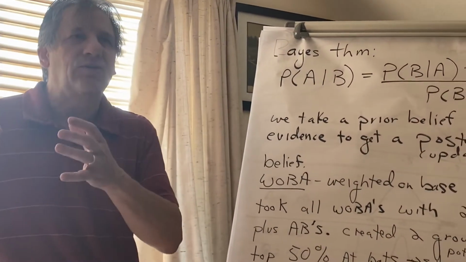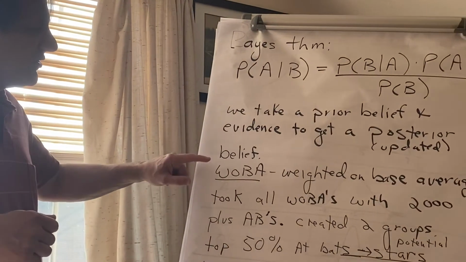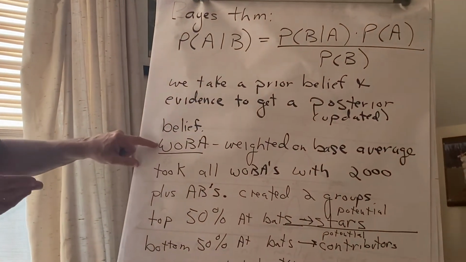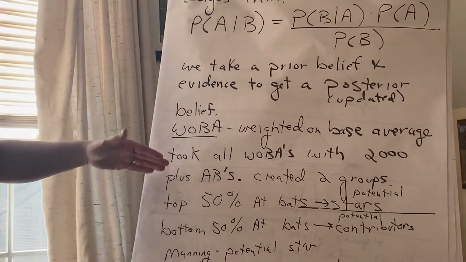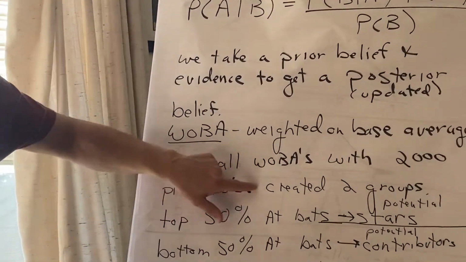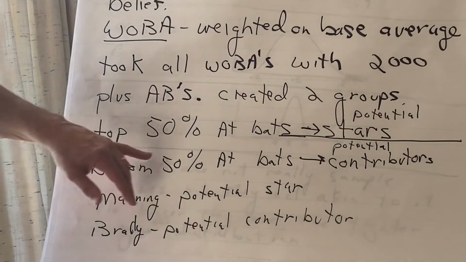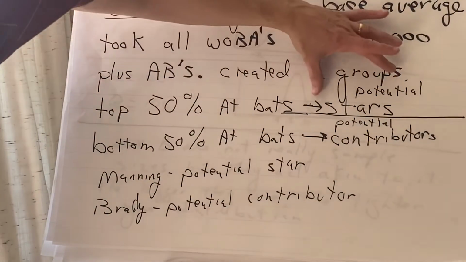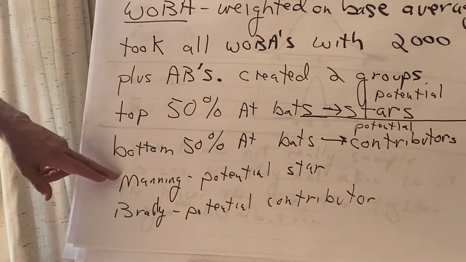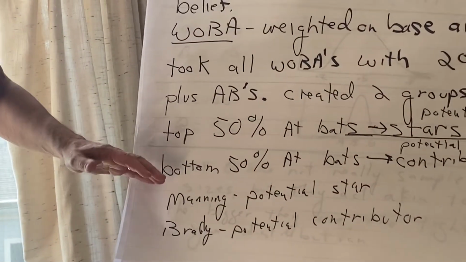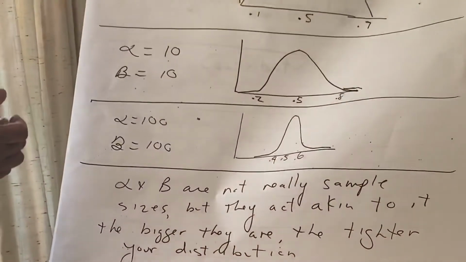I'm going to basically do this in a baseball sense because baseball is much more concrete. I'm going to use a statistic called WOBA, weighted on base average. Don't worry about what it is exactly; you can find it online. What I did was, for everybody in my database with at least 2,000 at-bats, I created two groups. I took the top 50% of at-bats and called them stars, and the bottom 50% I called potential contributors. It doesn't matter what name you use. I said that Manning was a potential star, since Manning was the number one pick overall, and Brady was a late sixth round pick, so I'm calling him a potential contributor.